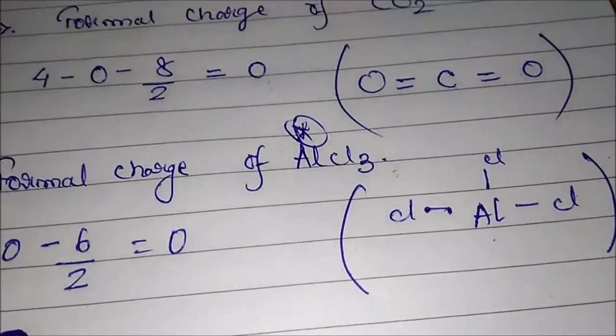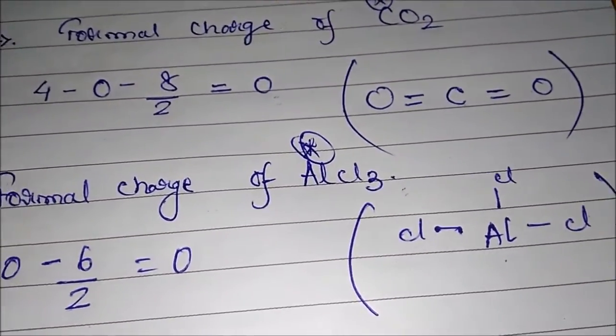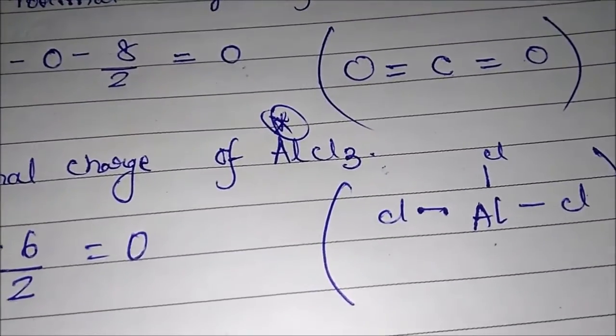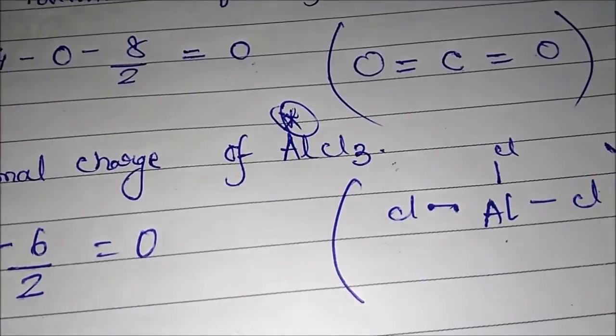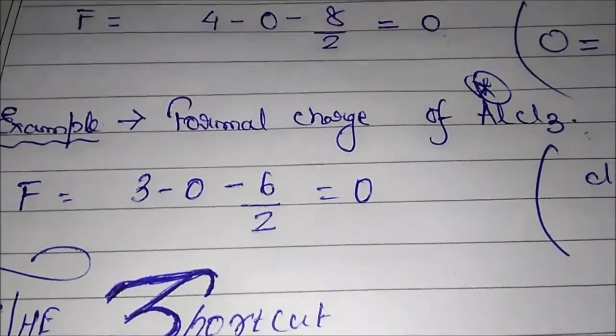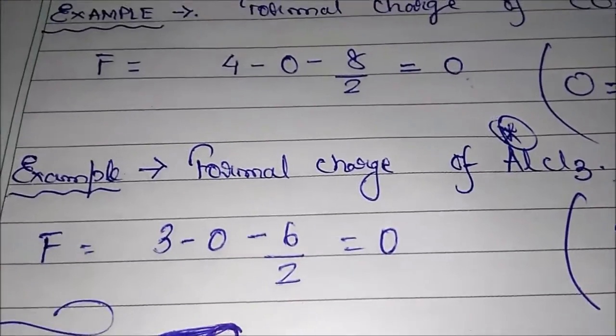Same thing happens here also. Aluminium is in its elemental state with no charge. After forming, it doesn't have any charge either. So just subtract it, you will find it's 0.